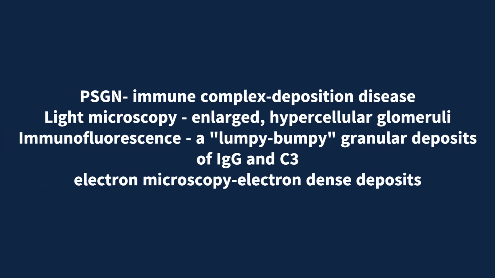Your take-home message from this question is that post-streptococcal glomerulonephritis is an immune complex deposition disease that occurs 2 to 4 weeks after exposure to group A beta hemolytic streptococcus species, for example pharyngitis and skin infection. Light microscopy shows enlarged, hypercellular glomeruli. Immunofluorescence demonstrates lumpy-bumpy, granular deposits of IgG and C3 on the glomerular basement membrane, and subepithelial, electron-dense deposits are seen on electron microscopy. Did you get the answer?